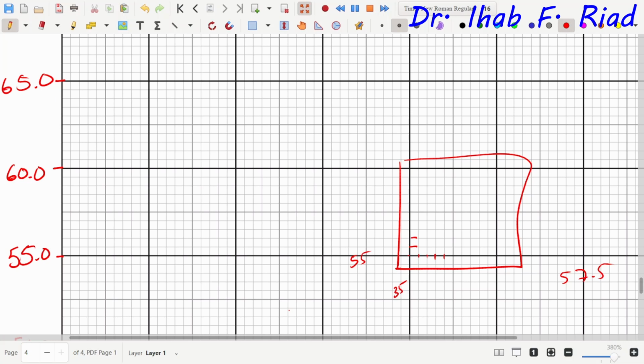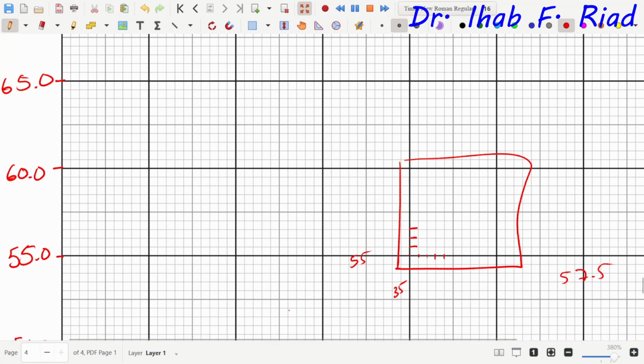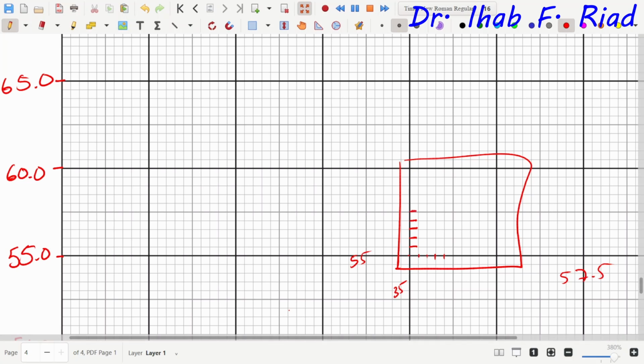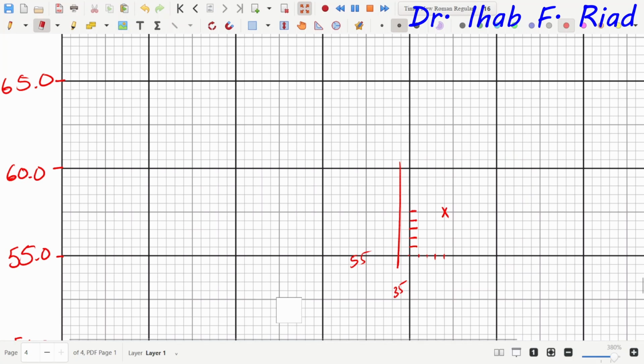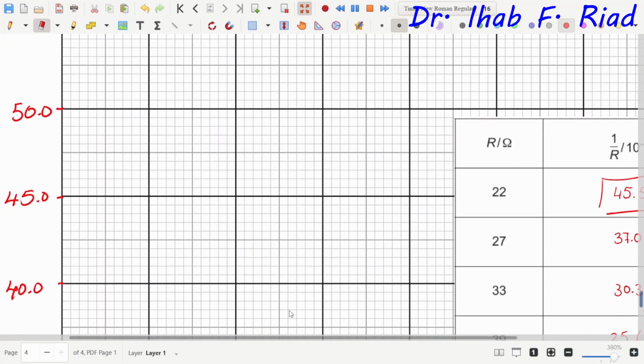Yes. 55.5, 56, 56.5, 57, 57.5. Okay, so our data is going to be around here. This is our mark. Okay, the third data point.